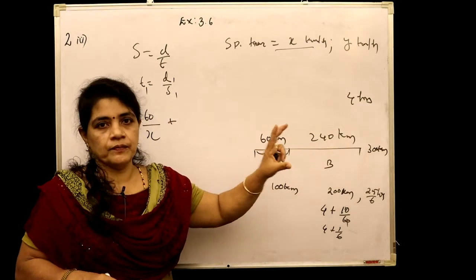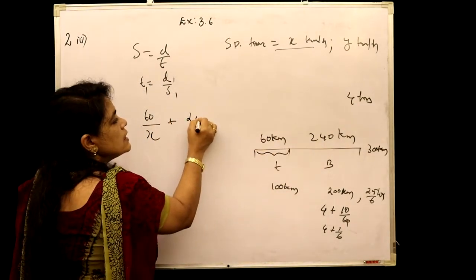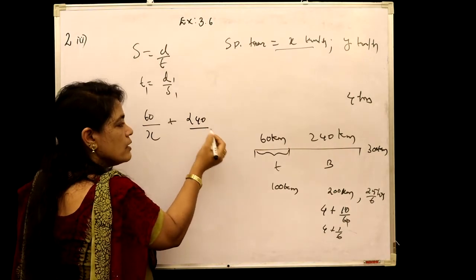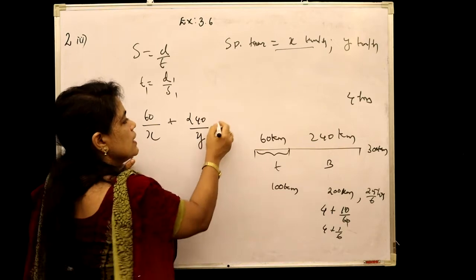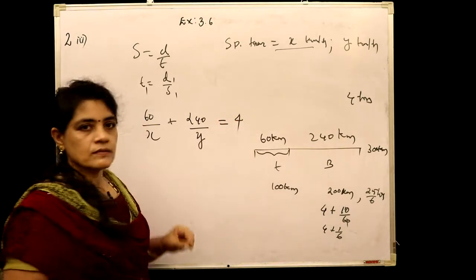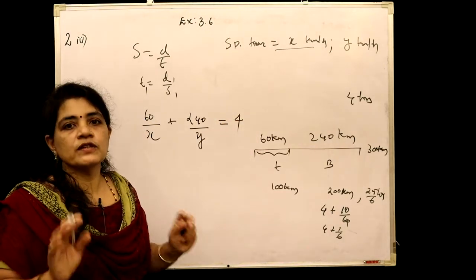So that time, that is 240 kilometers by bus, and its speed we have taken as y, and for this journey she has taken 4 hours. This is the first equation.